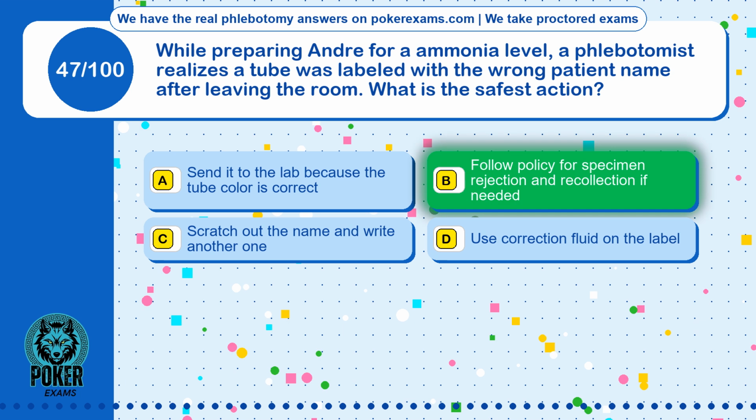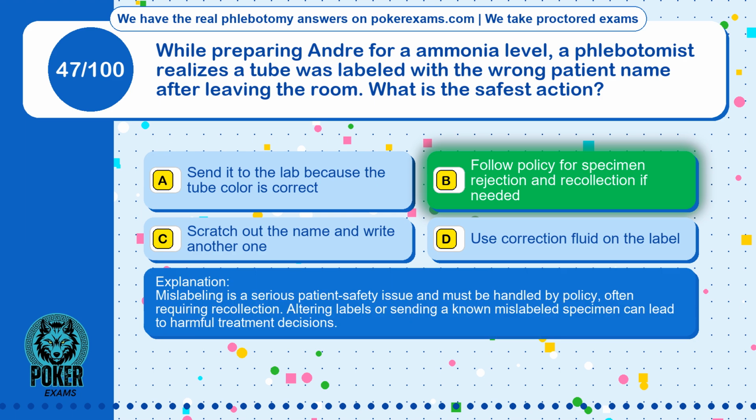The correct answer is option B. Follow policy for specimen rejection and recollection if needed. Mislabeling is a serious patient safety issue and must be handled by policy, often requiring recollection. Altering labels or sending a known mislabeled specimen can lead to harmful treatment decisions.